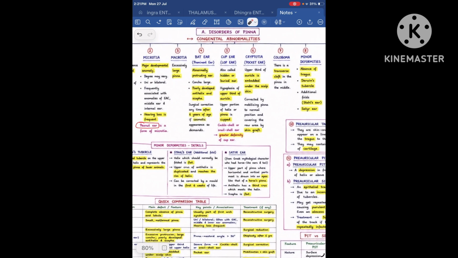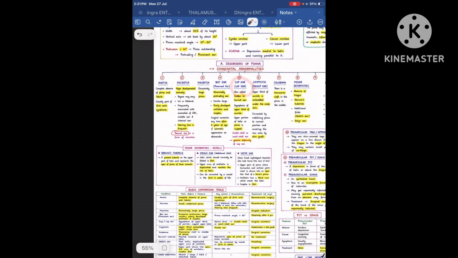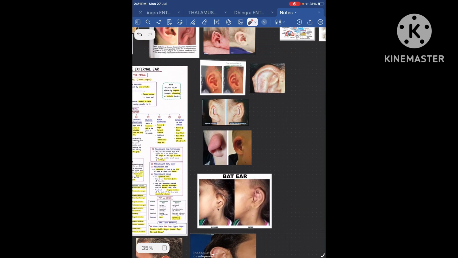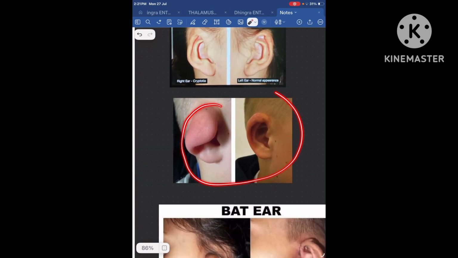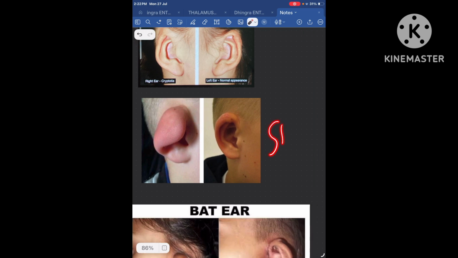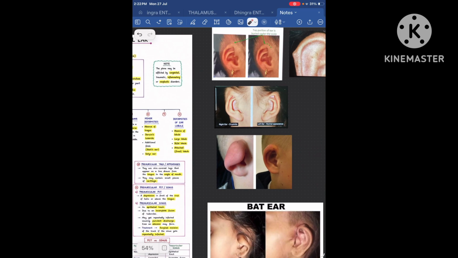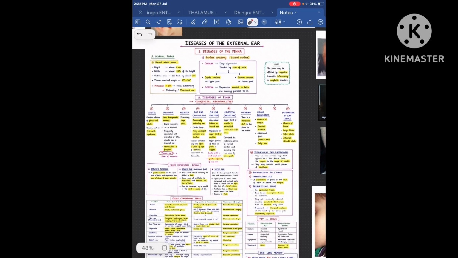Clear? Great. Now let's talk about the cup and lop ear. See, this is the cup and lop ear. This one. This cup and lop ear, basically it looks like a cup. Okay. But this is a severe form of cup ear. Basically, it forms a snail type of deformity. This looks like a snail or cockle shell. This is a severe form of cup deformity.